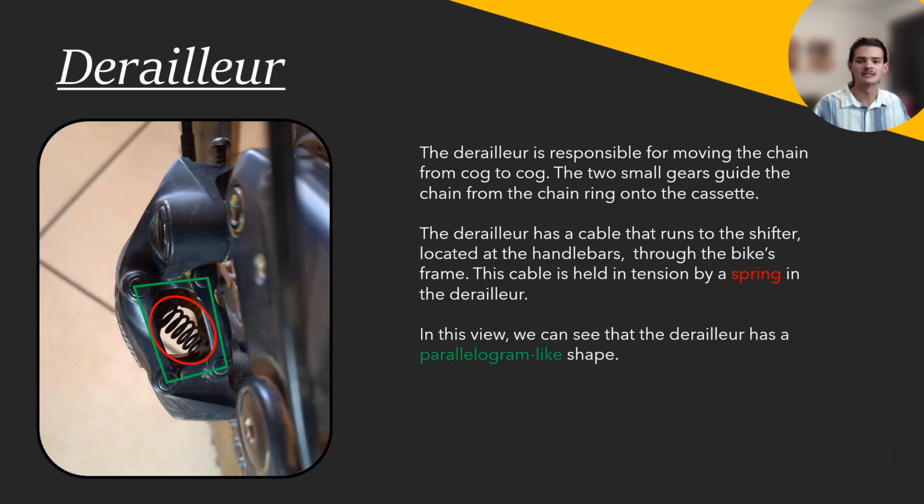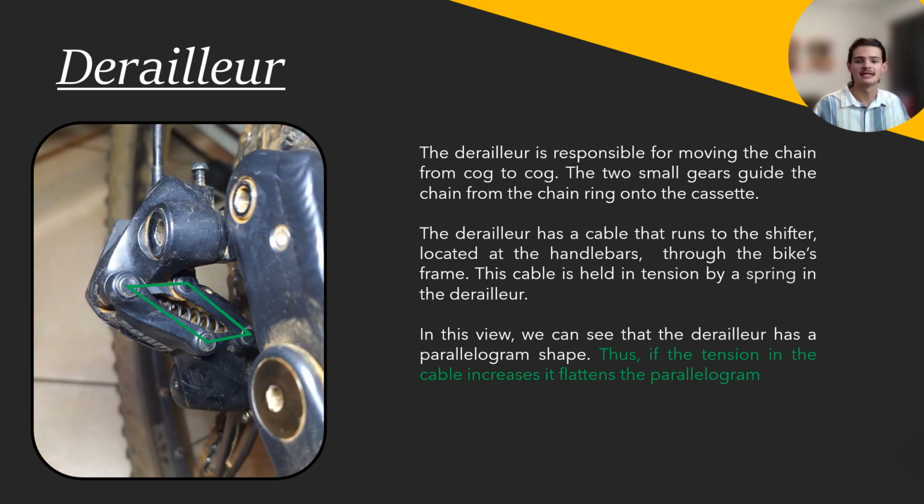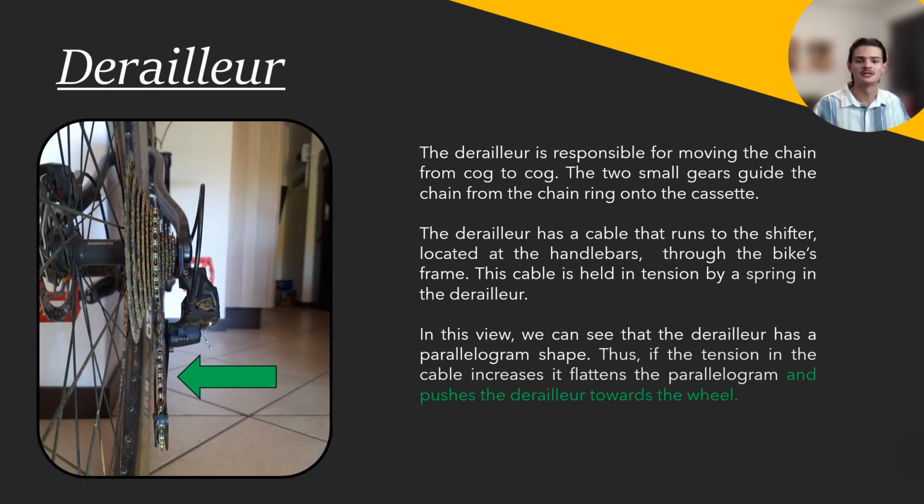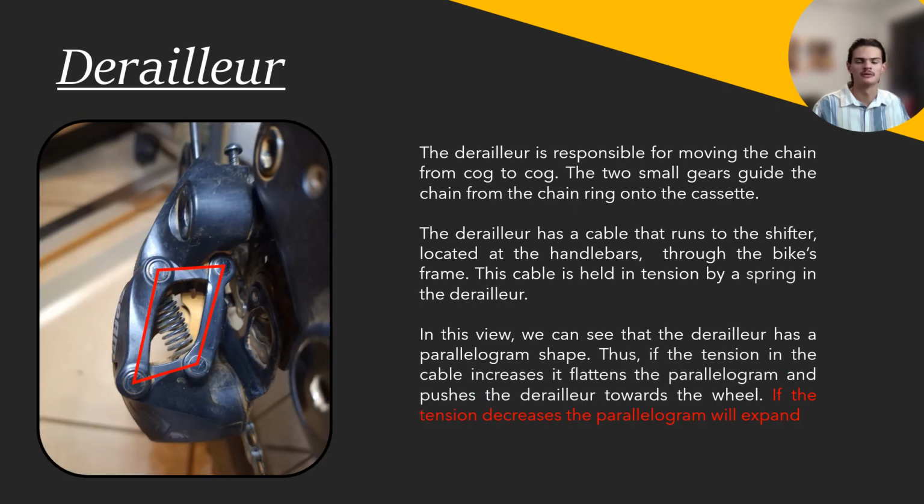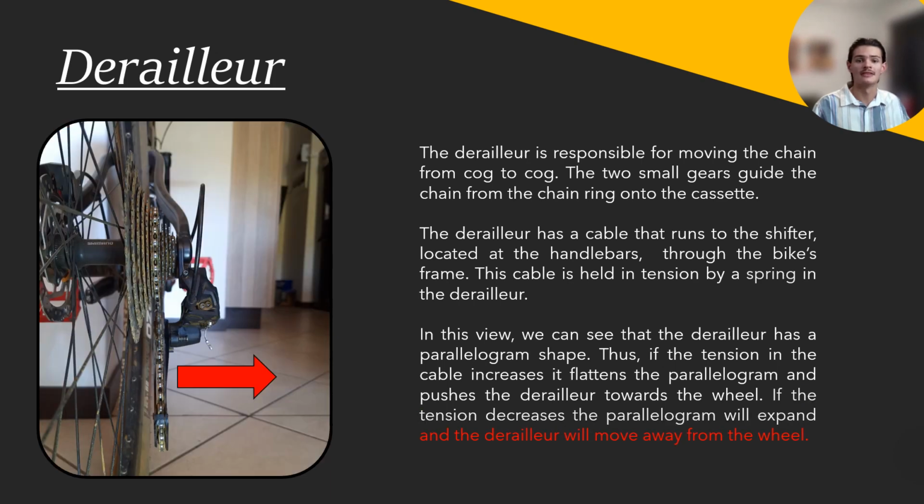In this view, we can see that the derailleur has a parallelogram-like shape. Thus, if the tension in the cable increases, it flattens the parallelogram and pushes the derailleur towards the wheel. If the tension decreases, the parallelogram will expand and the derailleur will move away from the wheel.